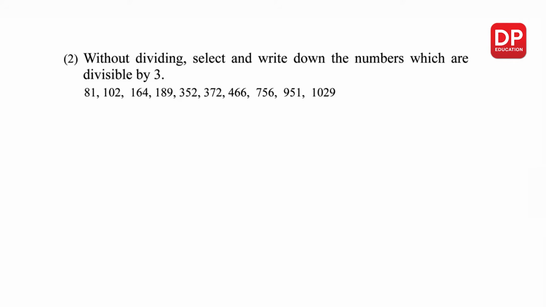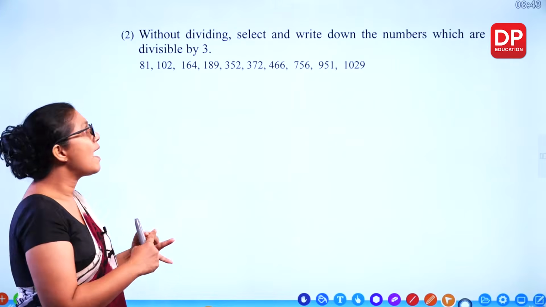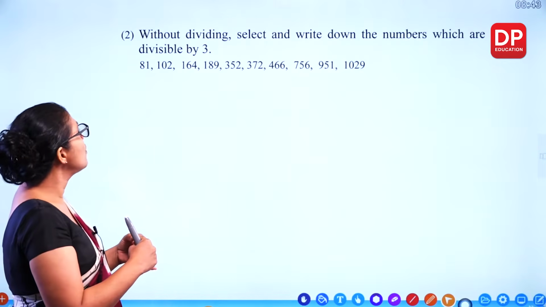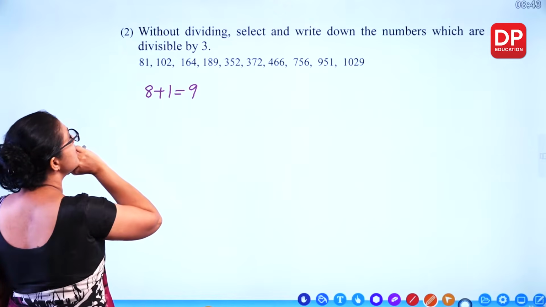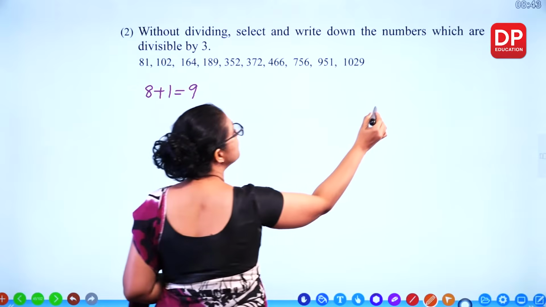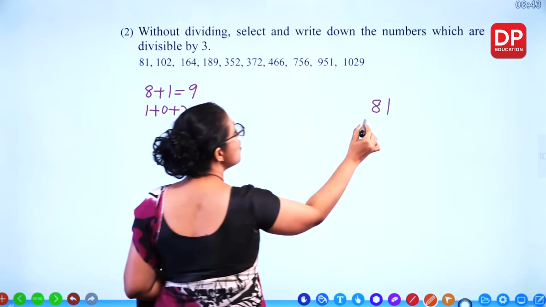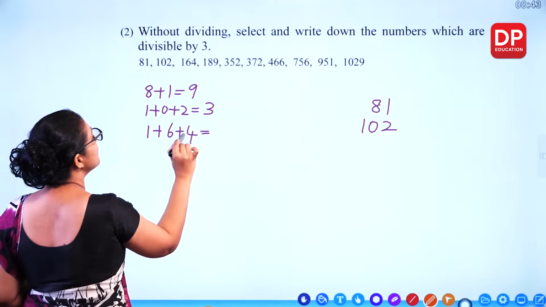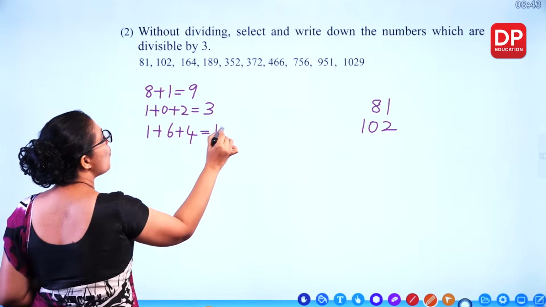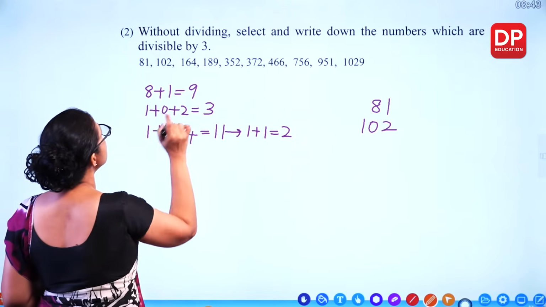Look at question number 2. Without dividing, select and write down the numbers which are divisible by 3. So what's the condition? We find out the digital root. If it is 3, 6 or 9, the number is divisible by 3. So we'll look at the digital root. 8, 1. 8 plus 1, 9. So 9 means divisible. So you can select 81. 102. 1 plus 0 plus 2. You get 3. That's also divisible by 3. 164. 1 plus 6 plus 4. 7 plus 4, 11. 11 means again 1 plus 1. That's 2. Not divisible. So you can't select that.